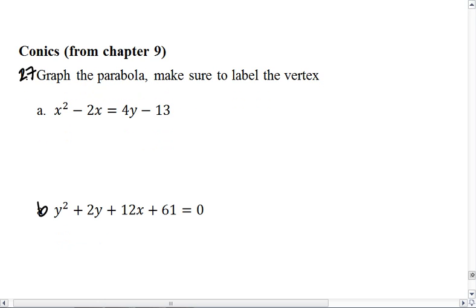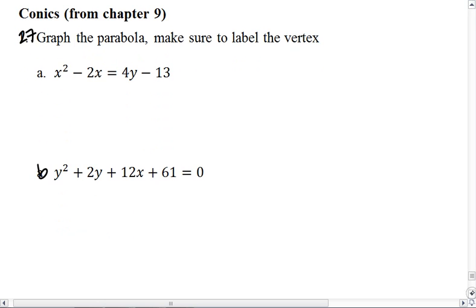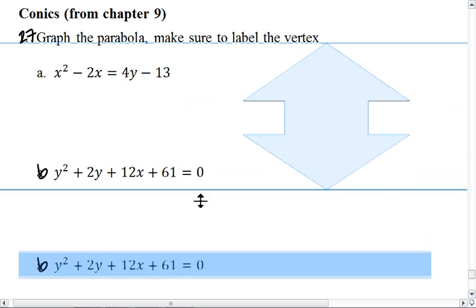Lastly, we did cover a little bit on conics, specifically an ellipse and parabola, and this does come from chapter 9. For a parabola, question 27, I want you to graph the parabola. Make sure to label the vertex of this parabola. We do have two problems here to solve. Let's look at A first.